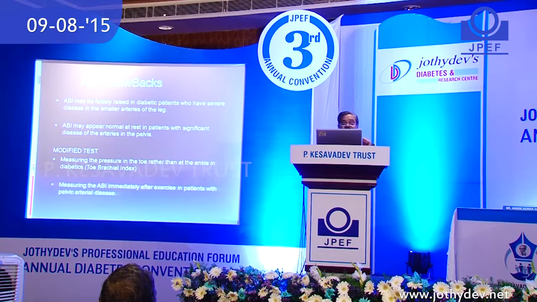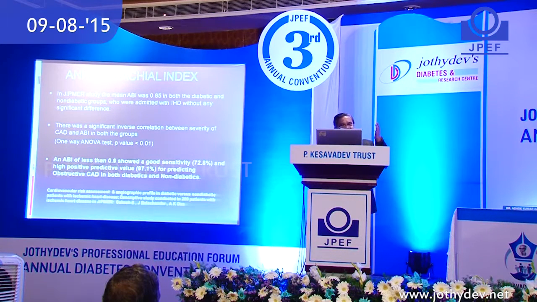But there are some drawbacks. ABI can be falsely raised. In people who have severe disease in the smaller arteries of the legs, ABI may appear normal at rest, with significant disease when the arteries are in the pelvis. It doesn't pick it up. Therefore, we have a toe brachial index which is practiced, which is better than the ABI, and also ABI after exercise can constitute a little bit of a replacement for the advanced test.